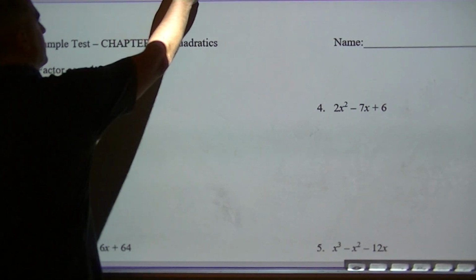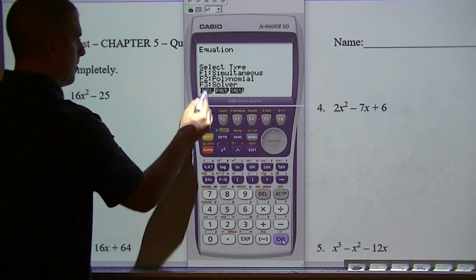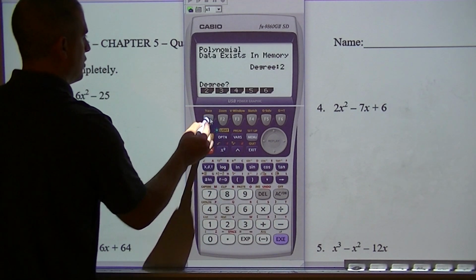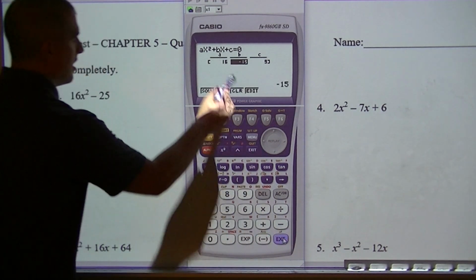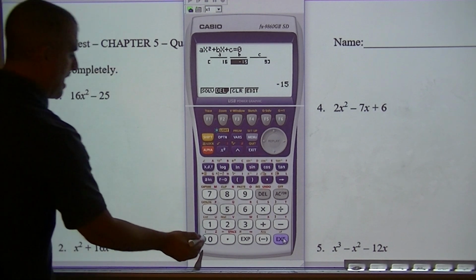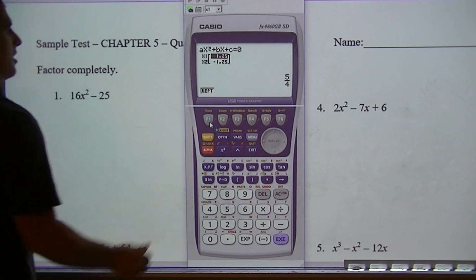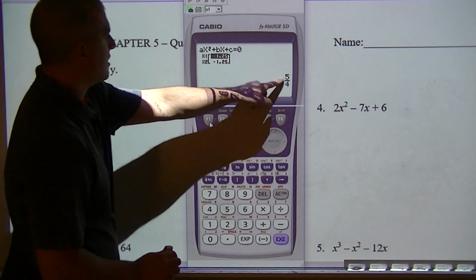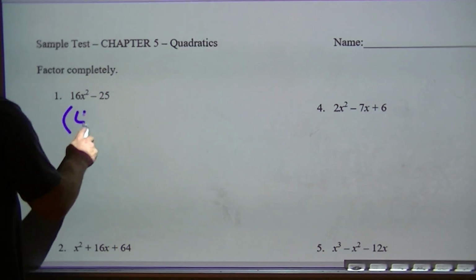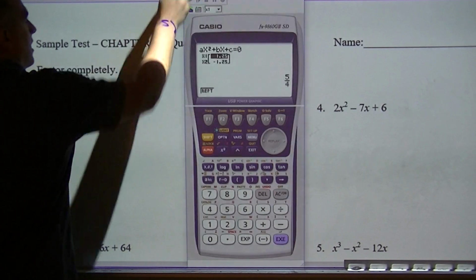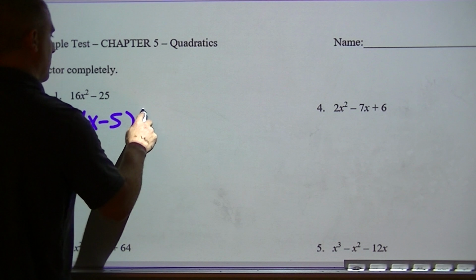All right, factor completely. What I want to do is go to menu, and go to equa for this one. Polynomial, degree 2. The number in front of x squared is 16. The second number is the number in front of x, and I don't have one, so I put 0, and then negative 25. So my solution is 5/4, so that would be 4x minus 5. And then moving down to this one would be negative 5/4, so that's going to be 4x plus 5.